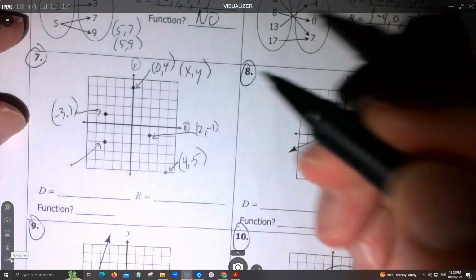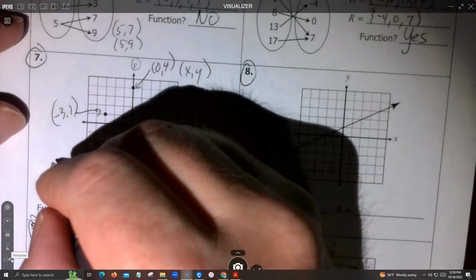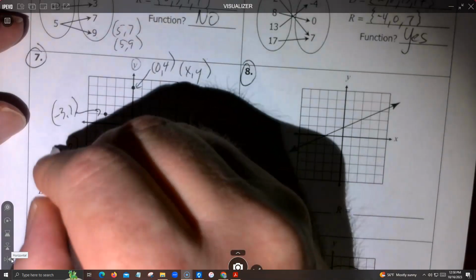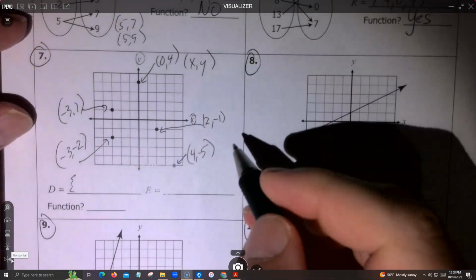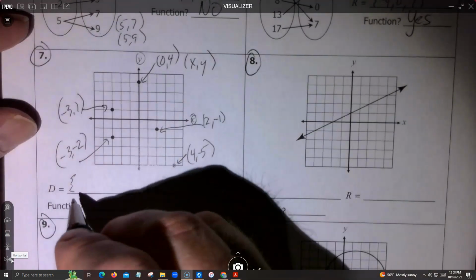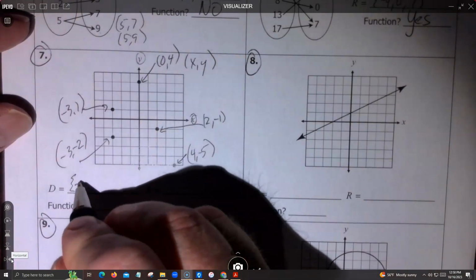And then this last one is negative 3, negative 2. All right, so now I write my domain down, and the order doesn't really matter. Usually I do it lowest to highest, but it doesn't really matter. Okay, so I wrote negative 3.